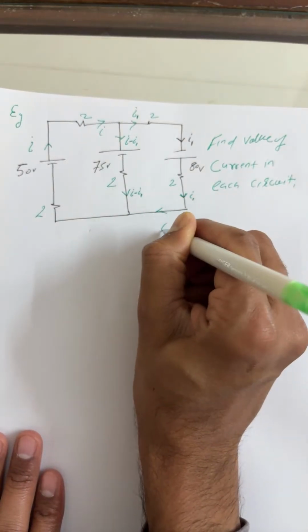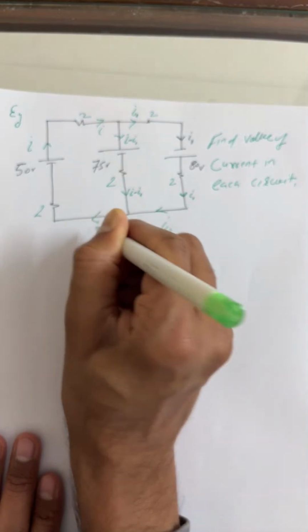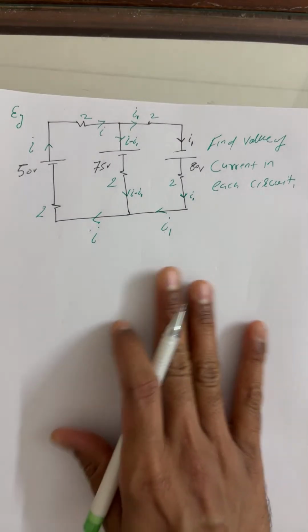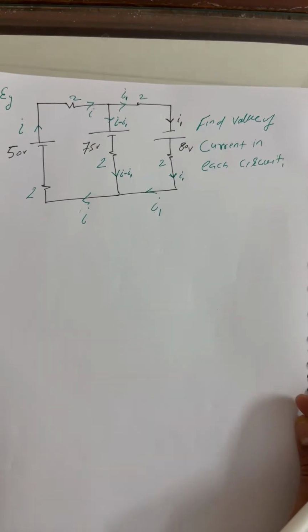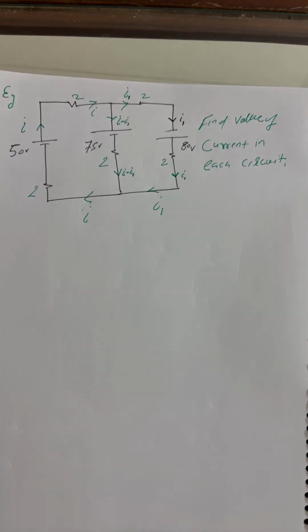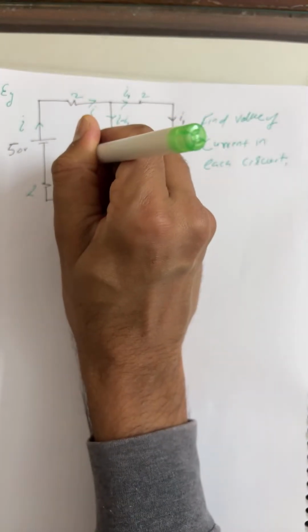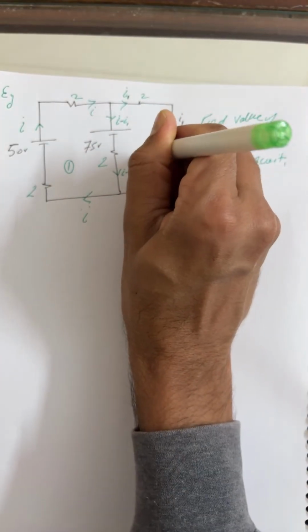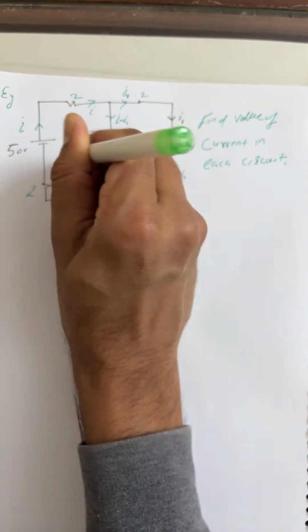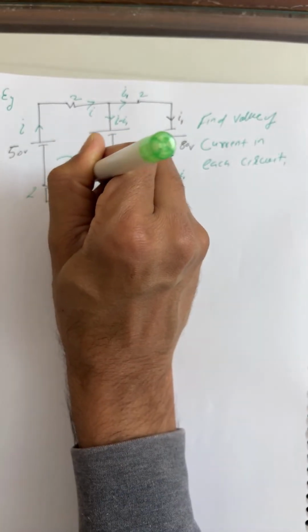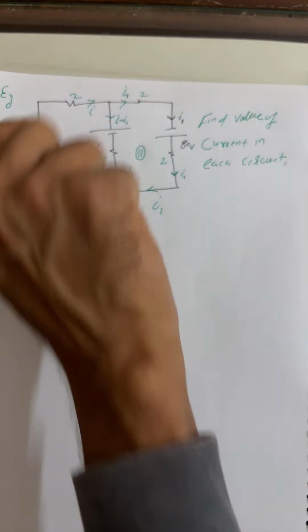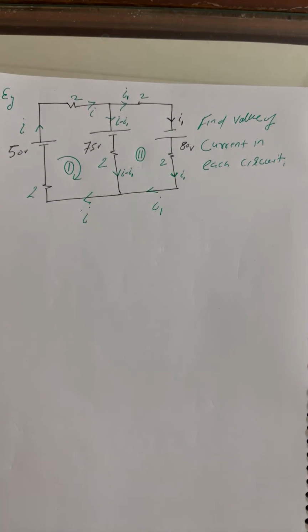What I'll consider: this is I1, and this is the current I that remains. I hope this is the current distribution which I showed. After this, let us suppose I take a charge. This is loop number one, and this is loop number two. I'll take this type of consideration, clockwise.